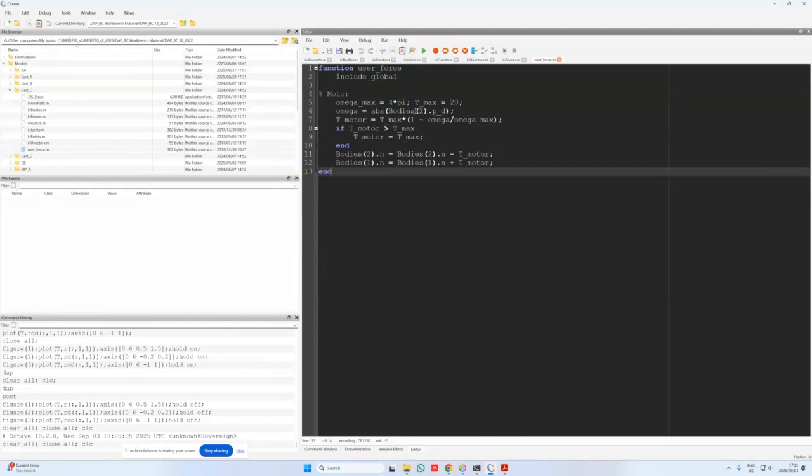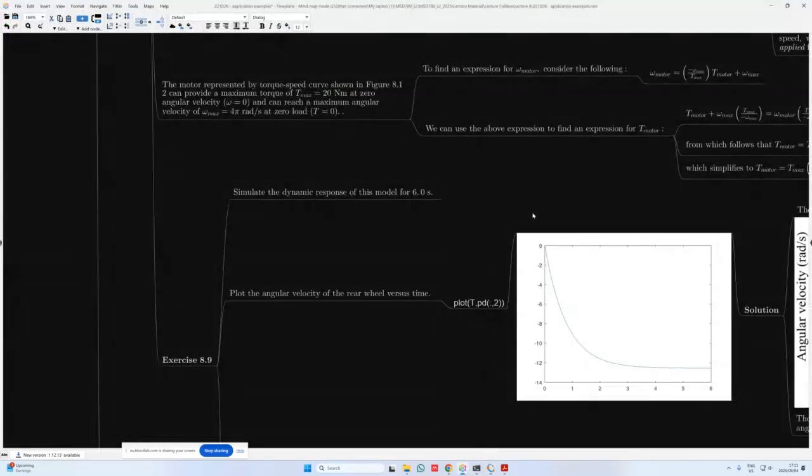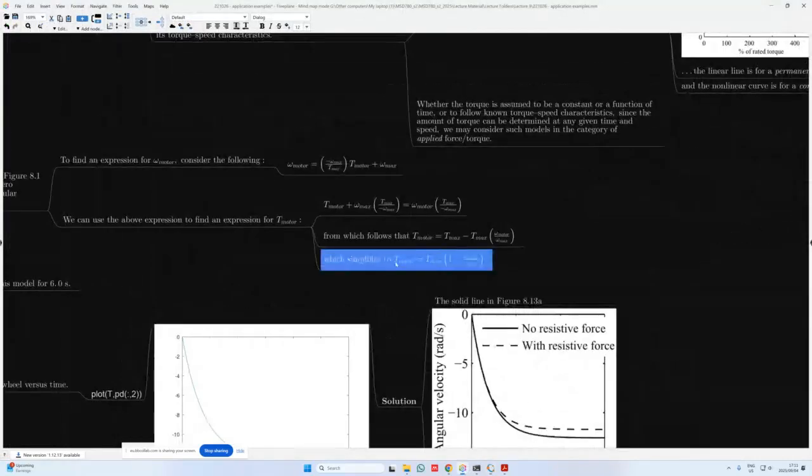So since I'm working with the rear wheel, I use bodies2.p underscore d. So this will then extract the angular velocity for that body. And for this case, I'm just going to consider the actual angular speed of the system. So I'm just going to use the absolute value to give me the magnitude of the angular velocity, which is just the angular speed. Once I have this, I can go and set up my equations. I simply say T motor is then equal to T max multiplied by 1 minus omega over omega max. And this is simply the equation that I got in this case over here.